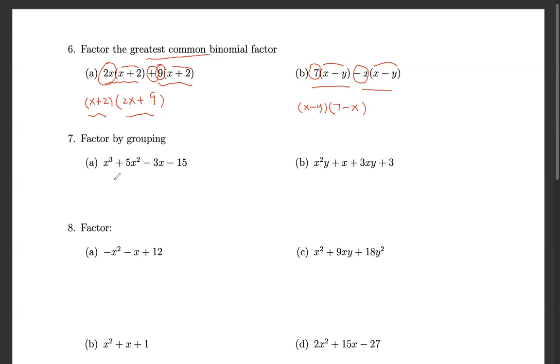7, factor by grouping. So let's group those two. We see the common factor of those two is x squared. So factor x squared with x plus 5. This one we see the common factor is negative 3. Factor negative 3 and we will also have x plus 5. Because negative 15 minus negative 3, that's positive 5. Now we have a common factor of x plus 5. So we factor out x plus 5. Then the first one we are left with x squared. Second one we are left with minus 3.